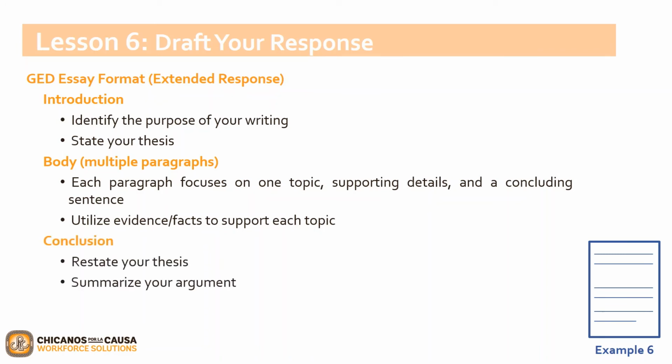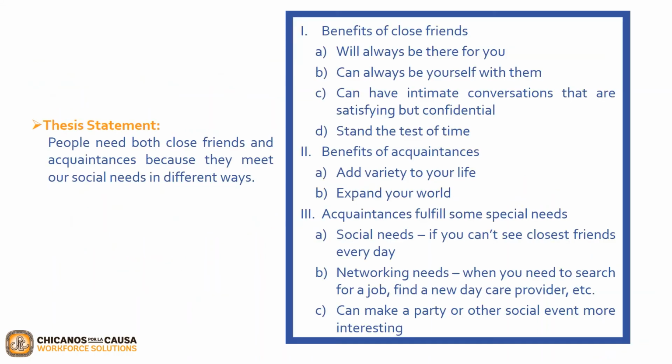Now let's review the outline from Planning on Friends and Acquaintances from page 155 to drafted writing or extended response. As you can see, we have the Planning on Friends and Acquaintances outline from page 155 to draft a writing or extended response. The thesis statement states, people need both close friends and acquaintances because they meet our social needs in different ways. The outline has been pre-edited and is ready for you to write a response in an essay format.